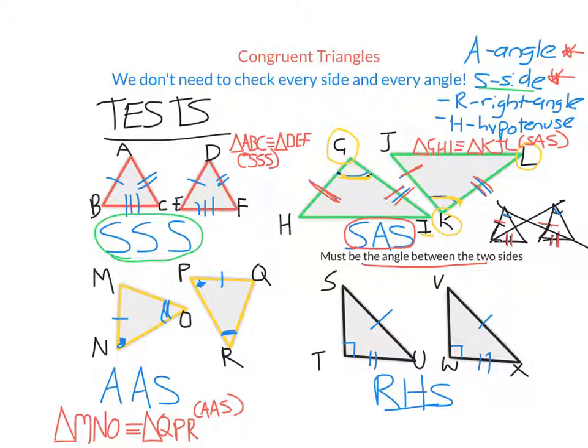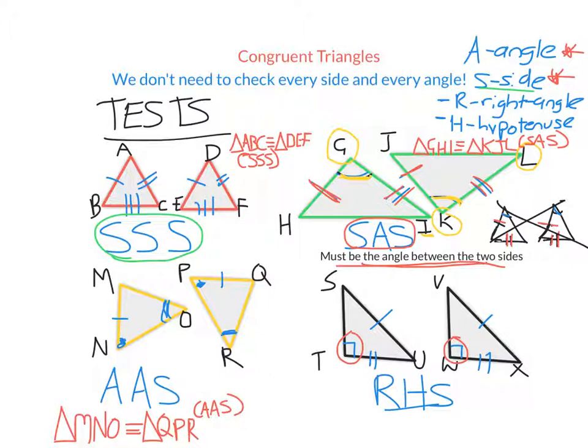So the RHS allows us to overcome this rule up here. Normally, when you have 2 pairs of sides and 1 pair of angles, it has to be the angle in between. But because of Pythagoras, it means that in this particular case, we can get away with this angle not being between the 2 sides, because Pythagoras actually means that the third sides will also be equal.